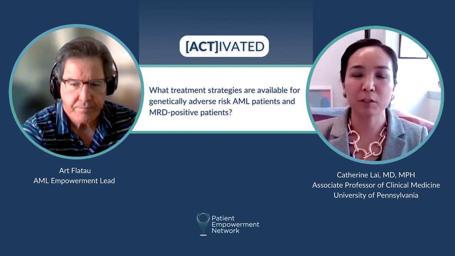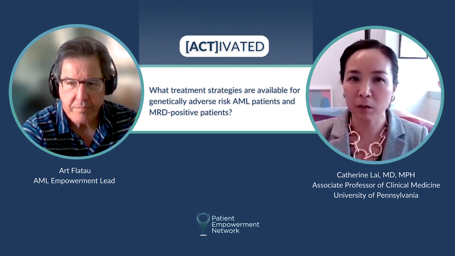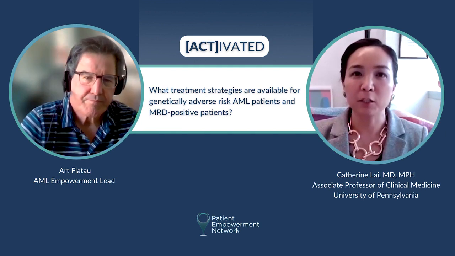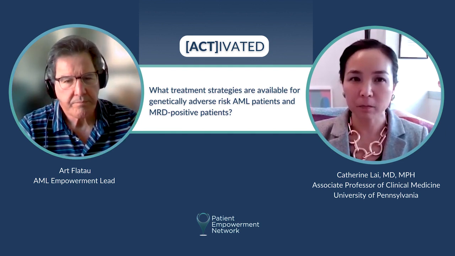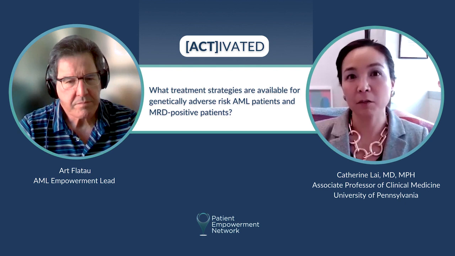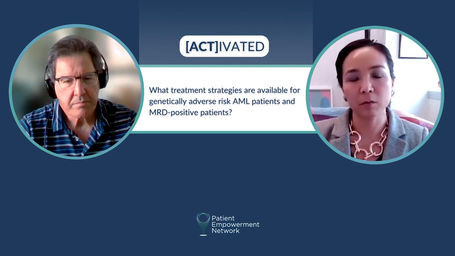So for the genetically adverse risk patients, just as an update, in the summer of 2022, both the World Health Organization and the European Leukemia Network updated their guidelines. So it's called WHO 2022 and ELN 2022 in terms of how we help prognosticate and risk stratify our patients. And for the ELN 2022, there are a handful of additional mutations that do put patients at adverse risk. And so it'd be good to bring up with your physician, which ELN risk category am I in?